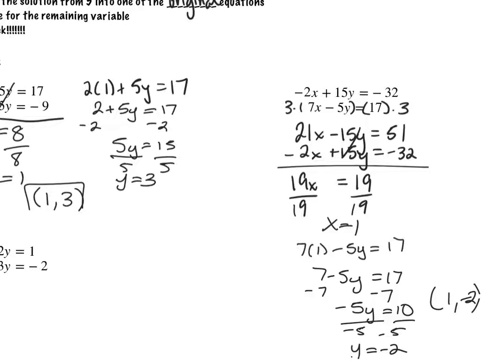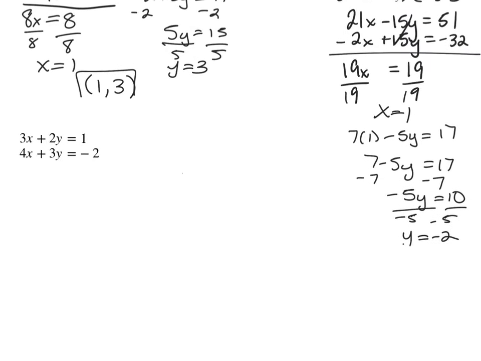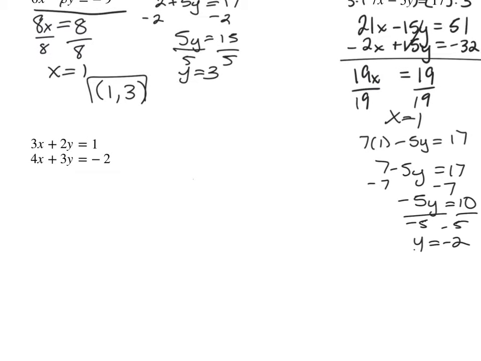All right, so really the biggest change from what we've been doing is that I need to make those opposites before I solve. After that, it's pretty much the same thing. All right, last one. 3x plus 2y equals 1. 4x plus 3y equals -2. Do I have any opposites? No. So now I need to make some, right?